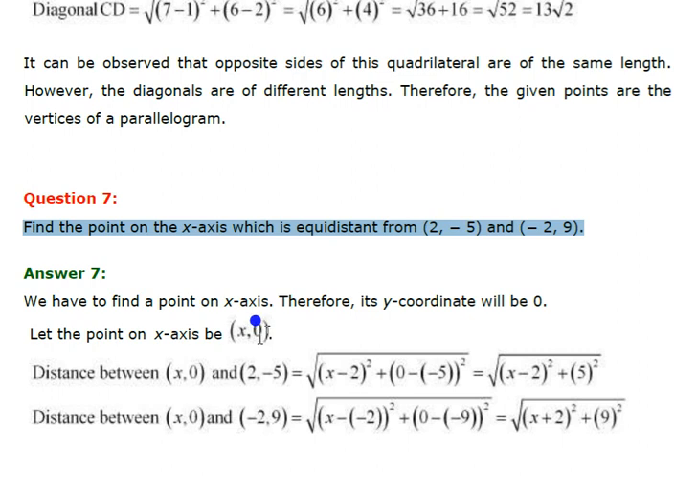Now we have to find the distance of this point from these 2 points. So for the first condition, this x is x1, and this 0 is y1, and this 2 is x2, and this minus 5 is y2. So use the distance formula and find the distance between this point and this point. So it will be root of (x minus 2) whole square plus 5 square. So take it as equation number 1.